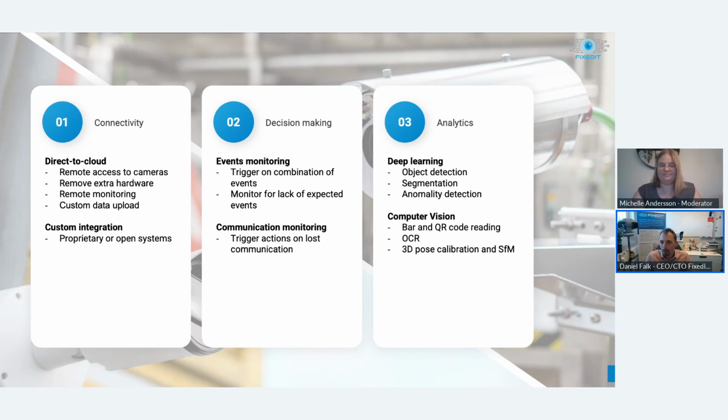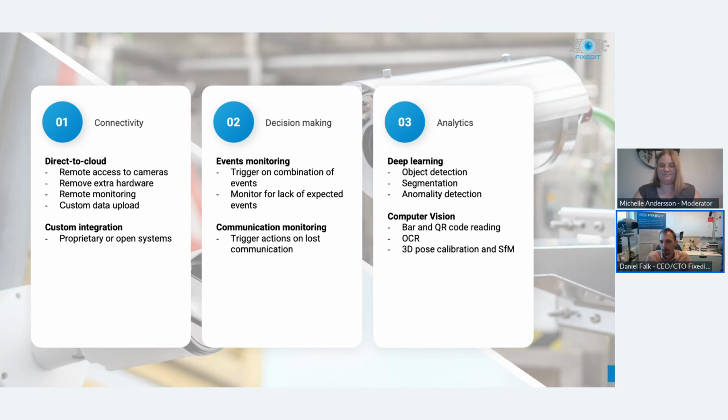And finally, we have analytics, which is about the perception. So it is about actually analyzing the content of the image to understand what is the camera seeing. And this can be split down into deep learning and traditional computer vision. So in deep learning, we have object detection, segmentation, anomaly detection, and much more. We will look more at this in a later slide.